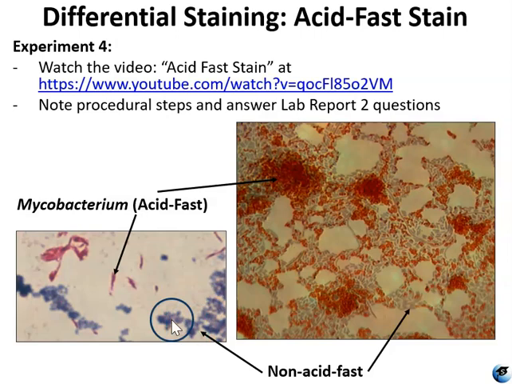So the non-acid fast are much bluer than they are here. These ones are more kind of a blue-green teal color, and that's because the counter stain for these was the brilliant green. Okay, but you see in both cases, the more reddish colored ones are positive for acid-fast, and the more bluish colored cells are negative.